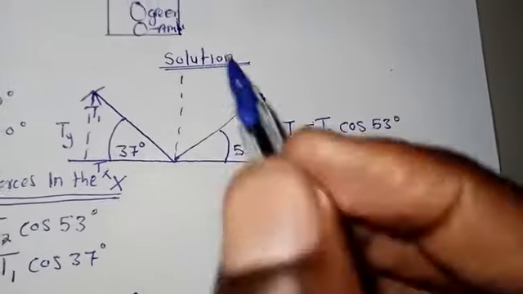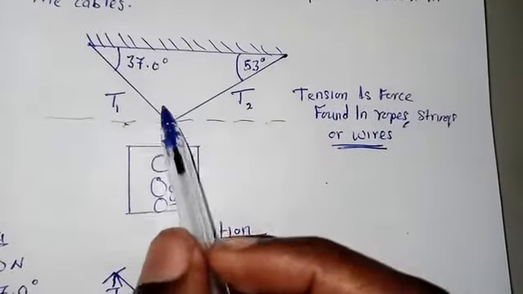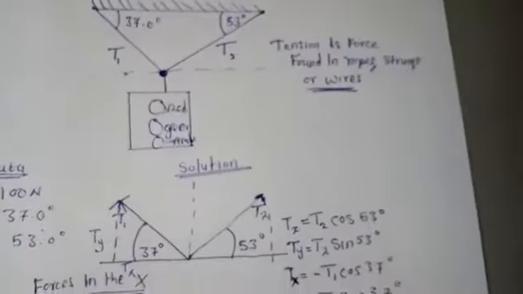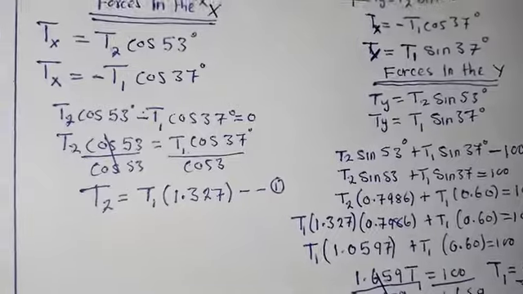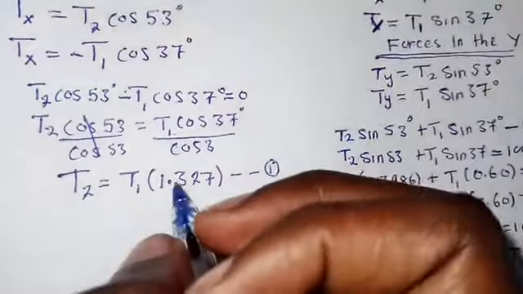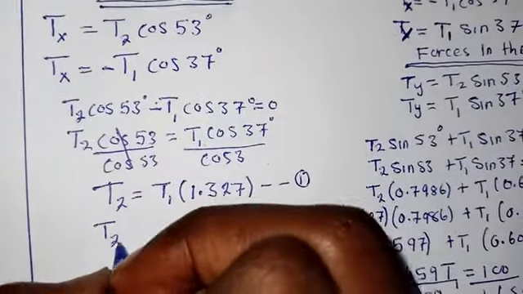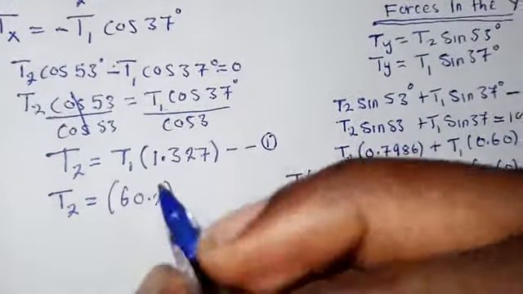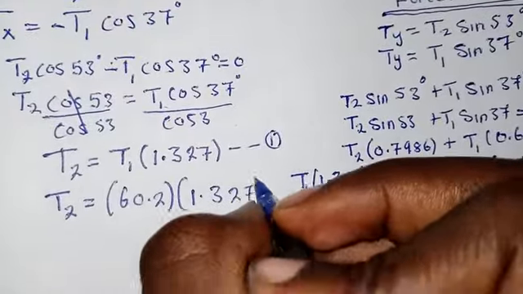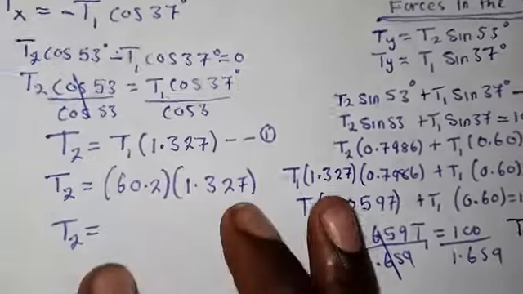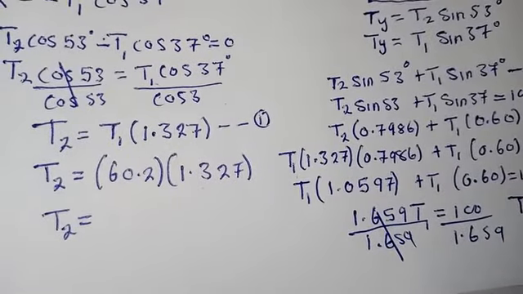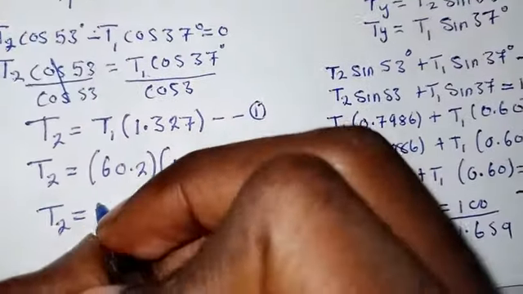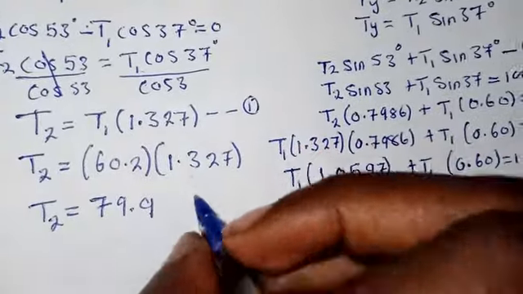That's the tension here. This is the force which was put in this rope for this guy to be balanced. This was the tension in this rope. Now let's try to find tension 2. For tension 2, which happens to be here, we can just say that T2 is equal to T1, which has already been found, 60.2, multiplied by 1.327. The answer is simply 79.9 newtons.